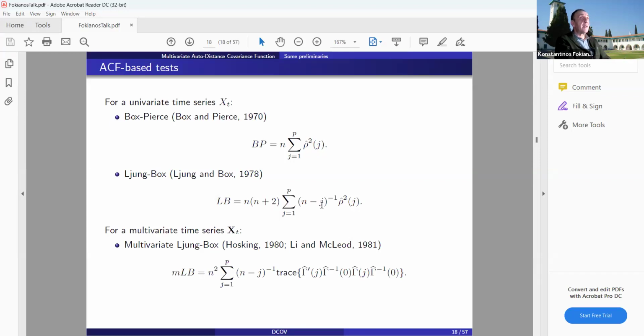For a univariate time series, we know that we can do portmanteau test statistics based on the Box-Pierce test statistic and the Ljung-Box test statistic, and we check the hypothesis that the first p of these R_j equal 0. For a multivariate time series, the same is true. There is a multivariate Ljung-Box, given by this expression here, where the hats, of course, are the estimates of the autocovariance matrices.